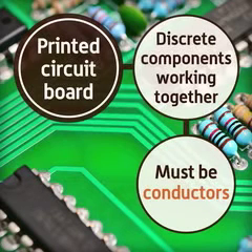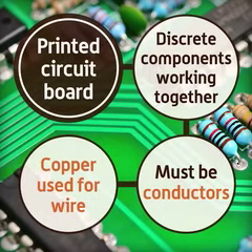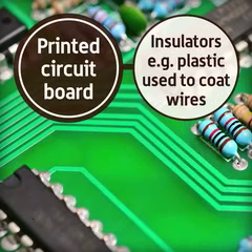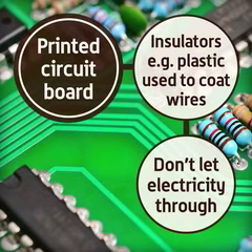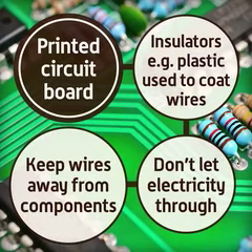All of these materials have to be conductors as they need to let the electricity flow through them. For example, copper is used for wire to join the components together. Insulators, such as plastic, are used to coat the wires. They don't let electricity through, so keep the wires away from the components they aren't supposed to touch.